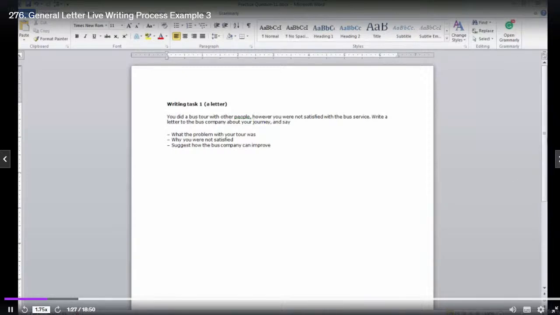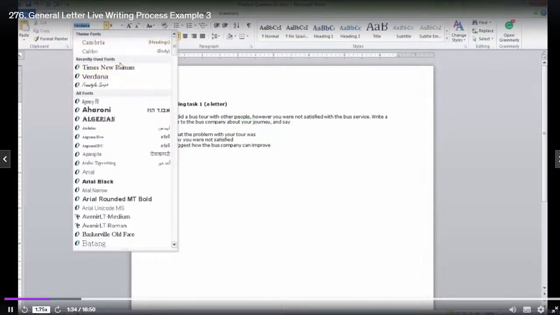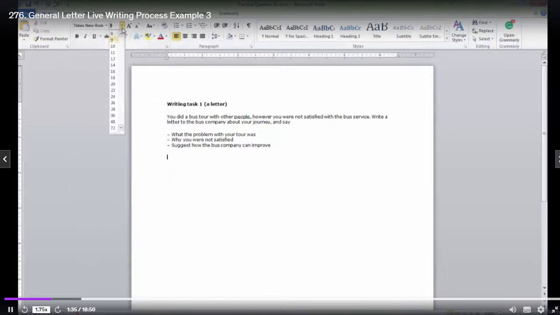All right, so our question says, let's get the size right so we can see well. Our question says, you did a bus tour with other people. However, you were not satisfied with the bus service. Write a letter to the bus company about your journey and say what the problem with the tour was, why you were not satisfied, suggest how the bus company can improve.